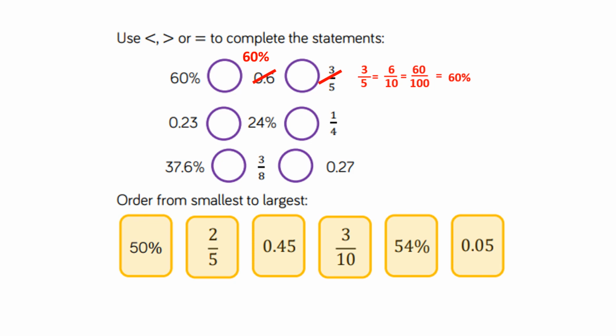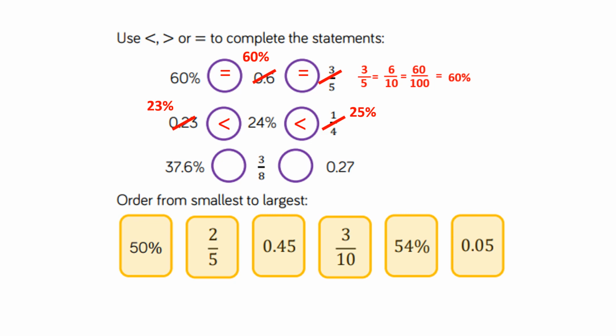So they are all equal, so therefore you need equal symbols in both of those circles. Okay, the next one, 0.23 is the same as 23 hundredths, so it's 23%. 24% we're okay with, and a quarter we've already said is the same as 25%. So therefore, it is going up by 1% each time. So 23% is less than 24%, which is less than 25%.